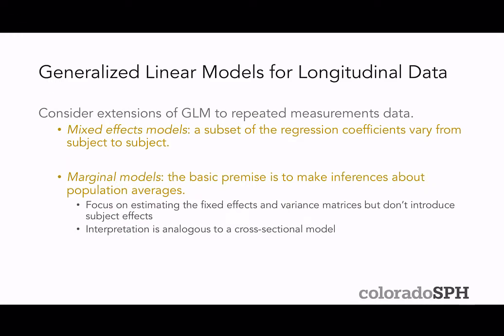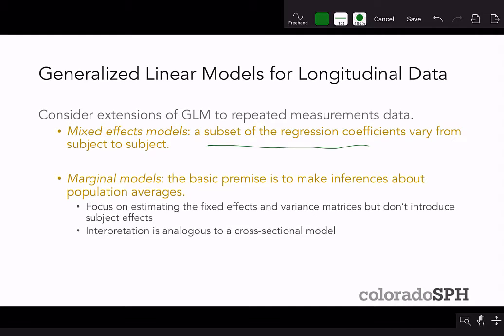So we've talked about mixed effects models already, which are basically generalized linear models for longitudinal data where a subset of the regression coefficients vary from subject to subject, and that captures the correlation within subjects in longitudinal data. And we've talked about that for continuous data at this point, and next week we'll discuss how to apply those types of models to count and binary data.